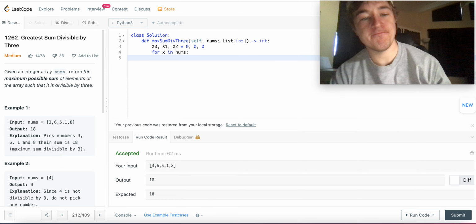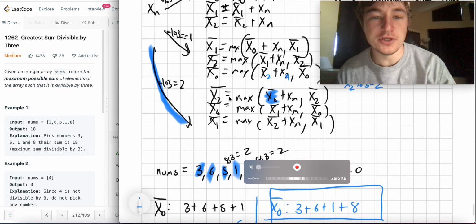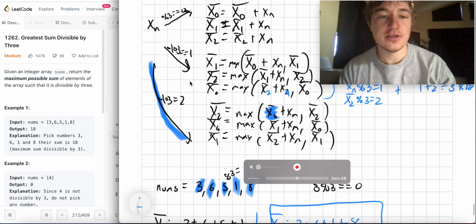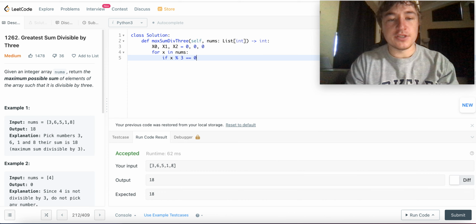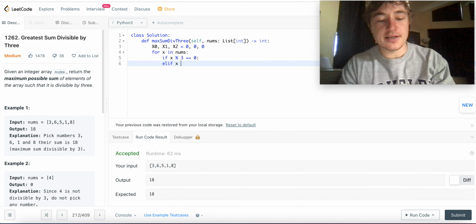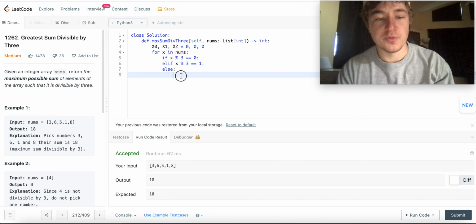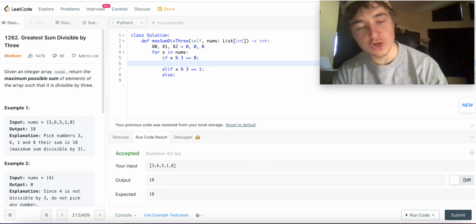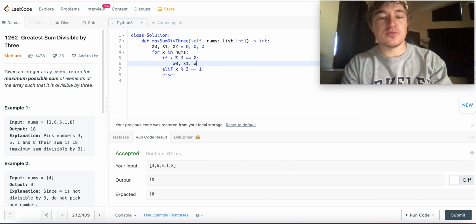in nums, right? So now we have these cases, right? So we had to decide what we would do based on these cases, right? So if x mod 3 equals 0, x mod 3 equals 1, x mod 3 equals 2. So if x mod 3 equals 0, else if x mod 3 equals 1, and then otherwise, it'd have to be 2. So this would be the 2 case. So if x mod 3 equals 0, how do we update x0, x1, and x2?